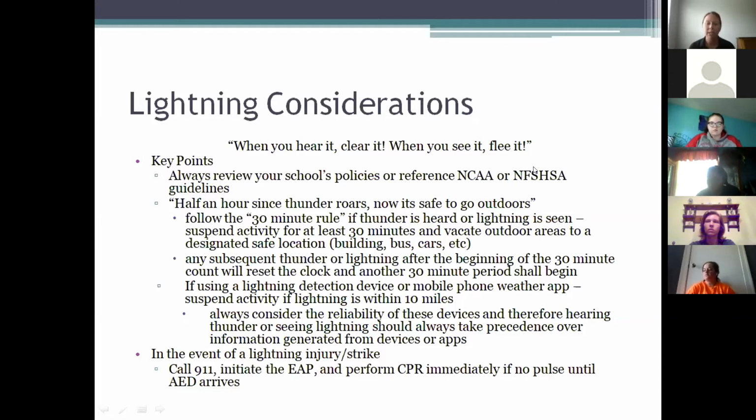Now, lightning injuries and lightning strikes, they are rare to happen. However, in the event that they do, of course, you're gonna call 911. You're next gonna initiate your emergency action plan, hopefully that you've obtained a copy of. Again, you've obtained the codes to any locks on gates. You've obtained copies of keys to any lock gates. And lastly, if you're CPR certified, you want to perform CPR immediately on the individual if no pulse is detected until that AED arrives.